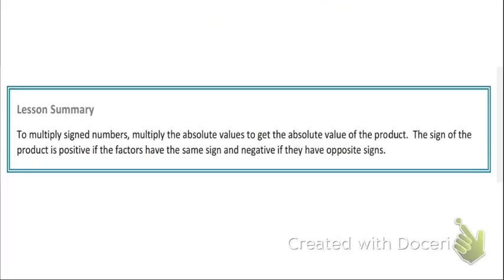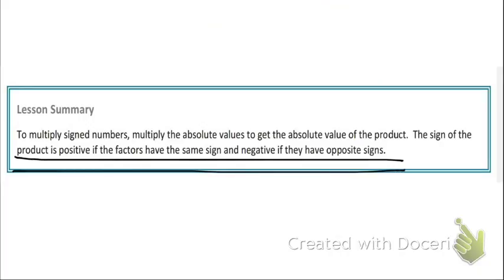Not sure why that's there again. But anyway, here's our lesson summary. I don't know if you can see it there. Okay. So to multiply signed numbers, multiply the absolute values to get the absolute value of the product. The sign of the product is positive if the factors have the same sign, and negative if they have opposite signs. Okay, this is something that I think we have known for a long time.